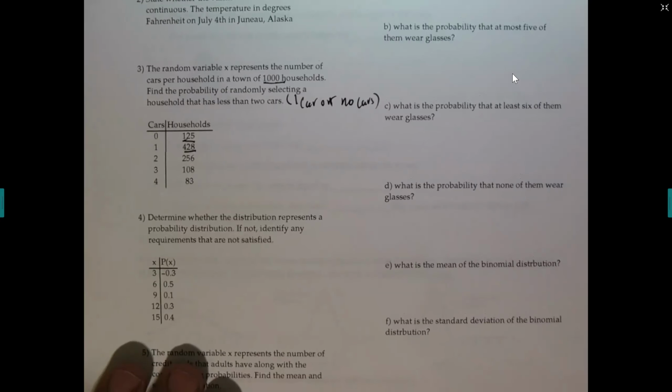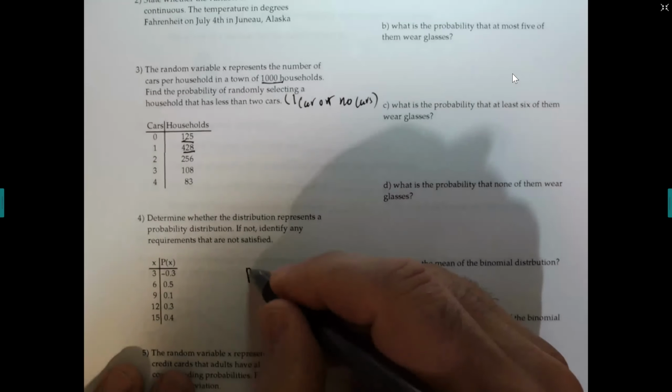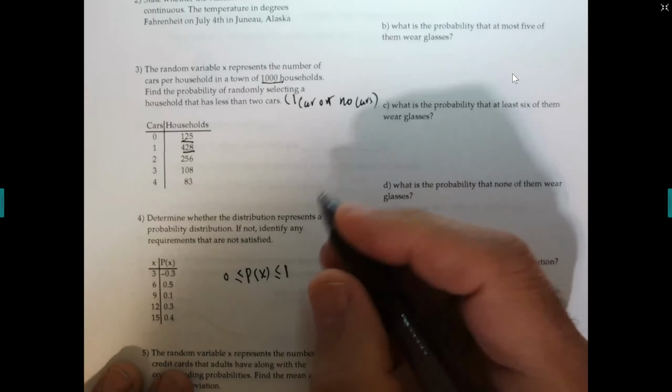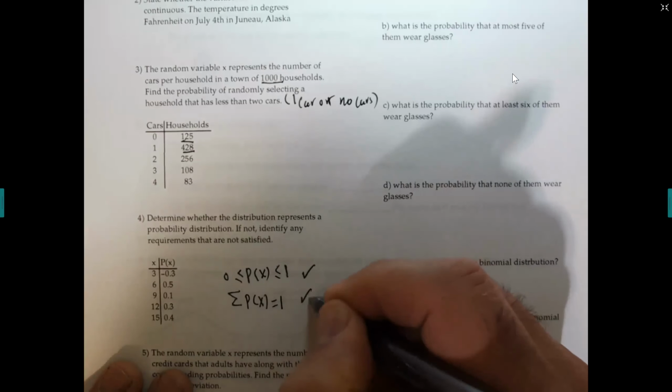All right. State whether this is a probability distribution. Remember, guys, in order for this to be a probability distribution, each probability must be between 0 and 1. If this is violated, you stop. You don't need to verify the second one. And the sum of all probabilities must equal 1. Both conditions must be met. If they're not met, then it's not a probability distribution.